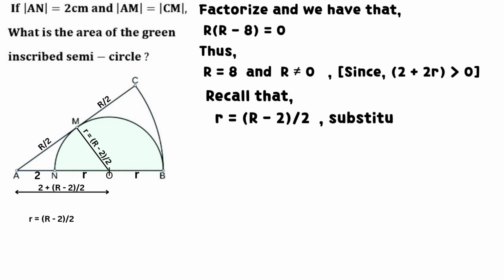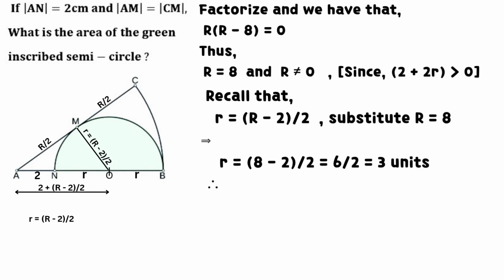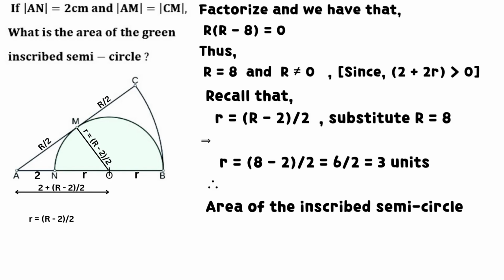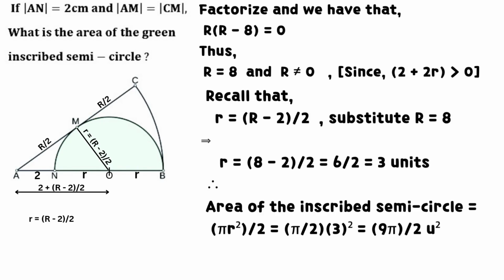Recall that small r equals half of larger r minus 2. Substitute larger r equals 8. This implies that small r equals half of 8 minus 2, which equals 3 units. Therefore, the area of the inscribed semicircle equals half of the product of pi and the square of small r, which after substitution of values equals half of 9 times pi in square units.